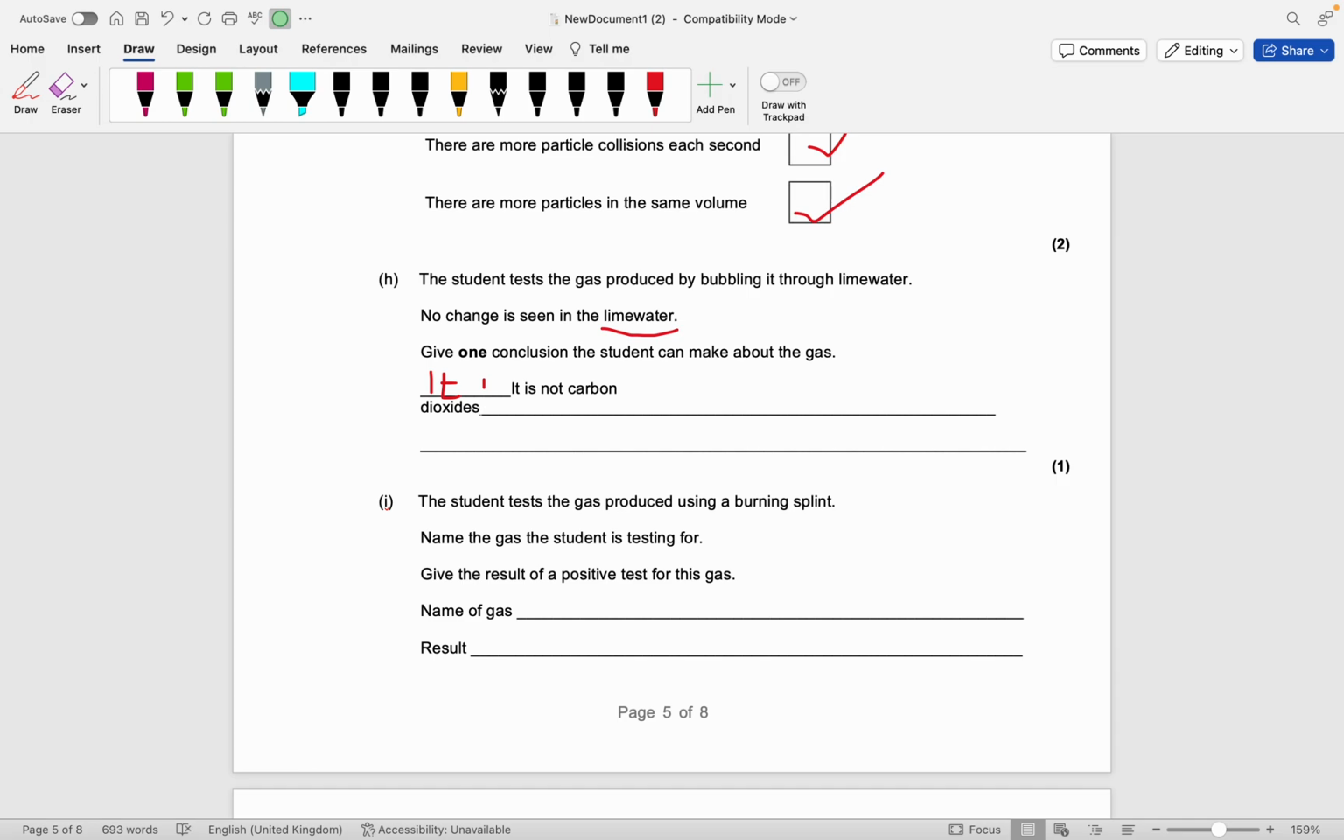Just to go through the rest of the tests. Test for hydrogen is we put a lit flame into the hydrogen and we get a squeaky pop. For oxygen, we put just a glowing flame. So one of the splints, when you've blown it out and it's still glowing, we put that into the oxygen and it will relight the splint. And for chlorine, it bleaches wet or damp litmus paper.